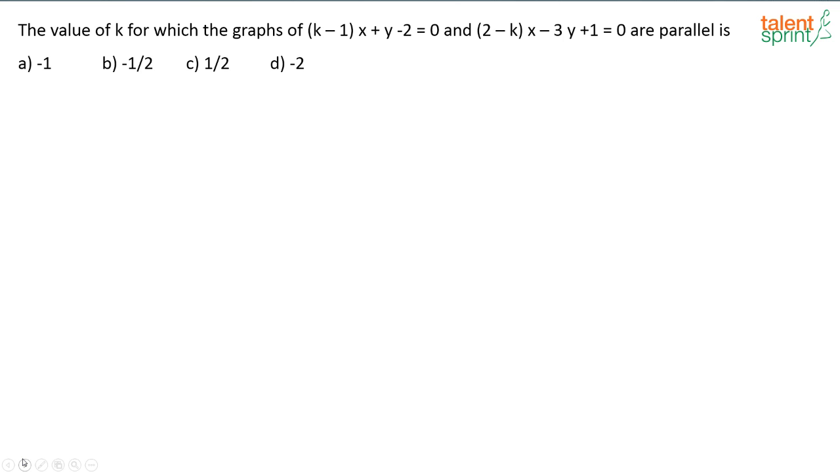The next question is on coordinate geometry. The value of k for which the graphs k minus 1 into x plus y minus 2 is equal to 0 and 2 minus k into x minus 3y plus 1 is equal to 0 are parallel is dash.